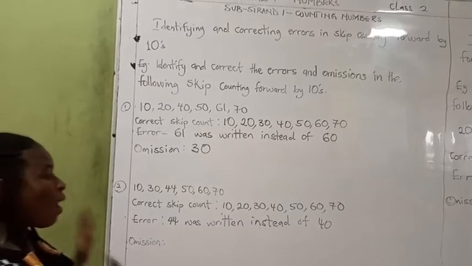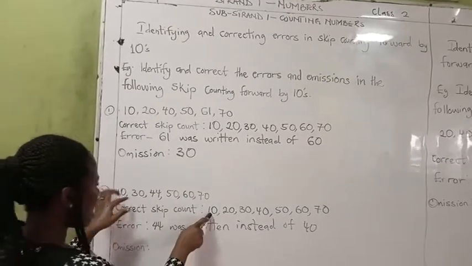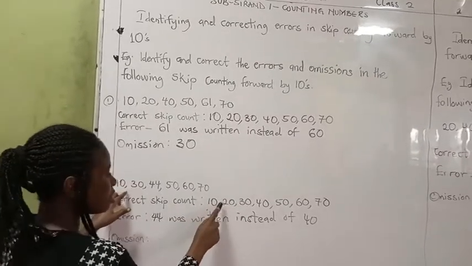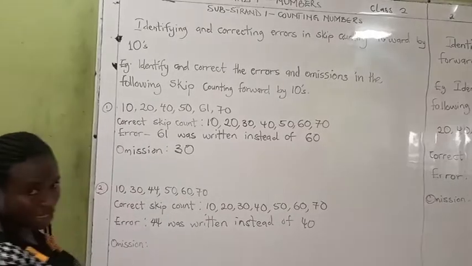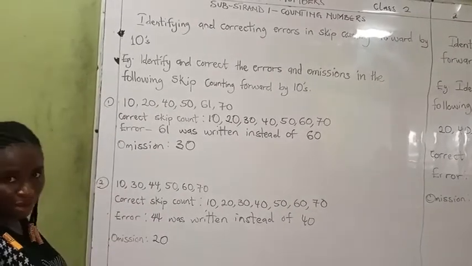Now let's see the omission. Which number was not written at all? Okay, so we have 10 here. We have 20 here. Do we have 20? No. But we have 30. So it means 20 was skipped to 30. And so 20 is the omitted number.